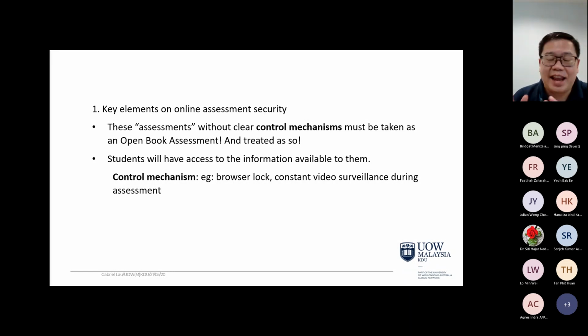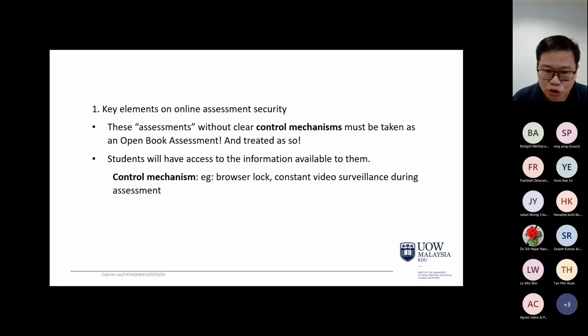Even our physical exam, guys, students bring in paper to cheat also, correct or not? Nearly every semester, we have cases of students doing that, even though it's a physical exam: writing on the hand, bringing in paper, smartwatch, and so on. So the list is just unlimited. So when we talk about this kind of online assessment, it is the same.